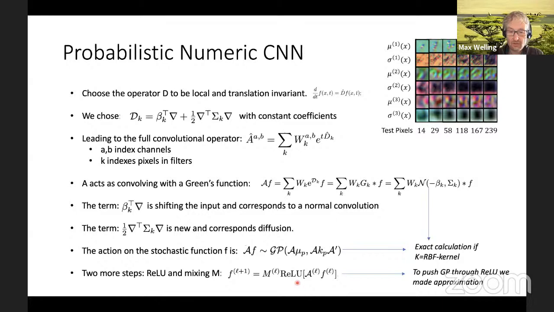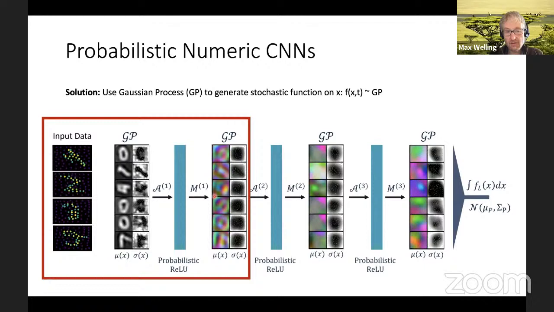Then of course you have to do the ReLU. As I said, you can actually compute the first two moments of the distribution that results, but you have to do some approximations to map it again to a Gaussian process with the right kernel, the kernel that we really want, so that we can do the same operation at the next level. And to make sure that things remain Gaussian, we also act with a mixing matrix at the end that mixes the different channels together. Okay, so then the whole picture. Now we move through one of these layers. We of course repeat that in many layers and we make it such that we can backpropagate through this whole process. The nice thing about this is that we now also make differentiable the locations where we do our GP evaluation, right?